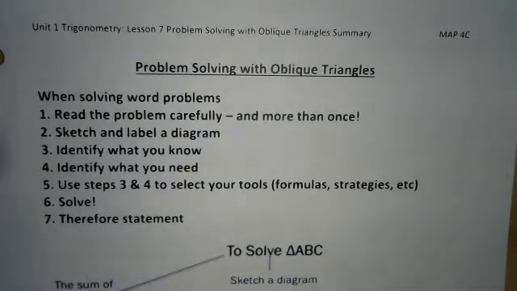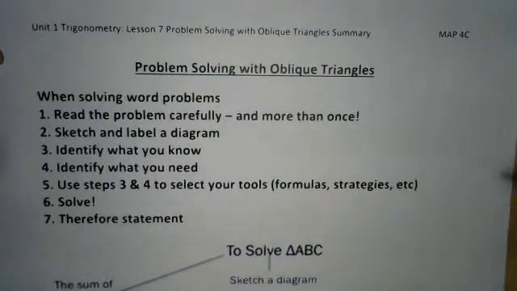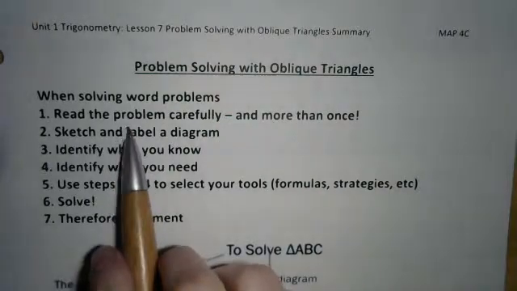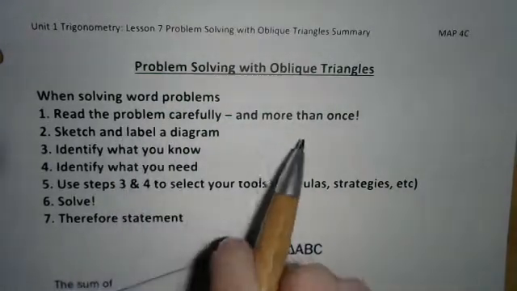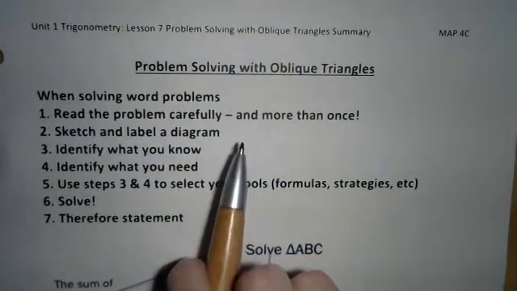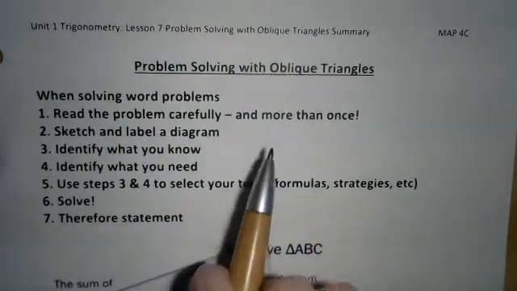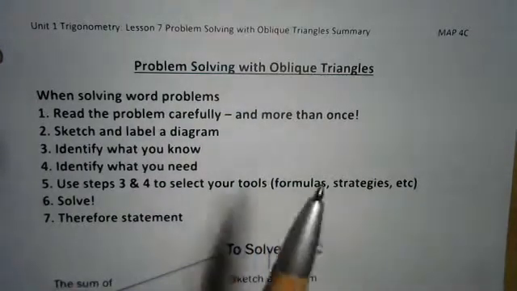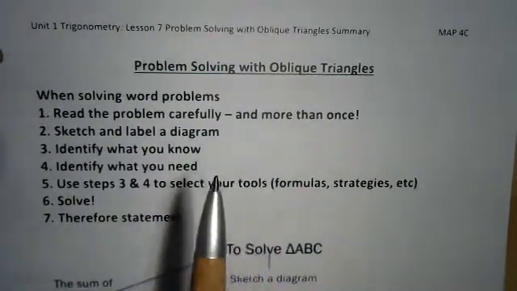This last lesson is on problem solving with oblique triangles. When we're solving word problems or problems that involve multiple steps, the first thing you need to do is make sure you read the problem carefully, and read it more than once as well. Don't just read it once quickly and start answering the question. Make sure you understand it and go through it before you get started.